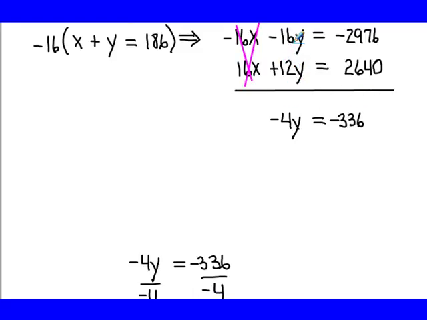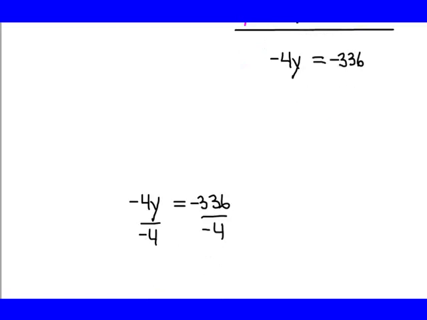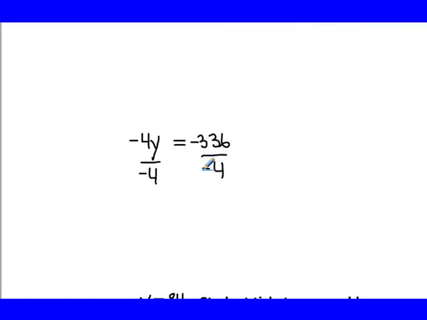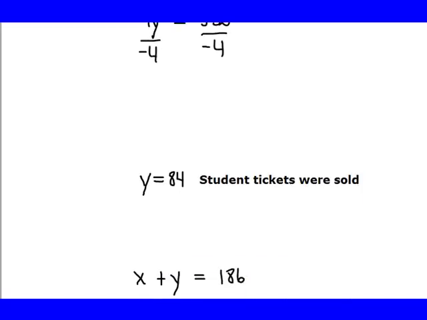Well, 12y minus 16y is negative 4y, and negative 2976 plus 2640 gives me negative 336. So we now know we need to get the y by itself. It's being multiplied by negative 4. So we know we need to divide both sides by negative 4. So y equals 84 student tickets were sold.